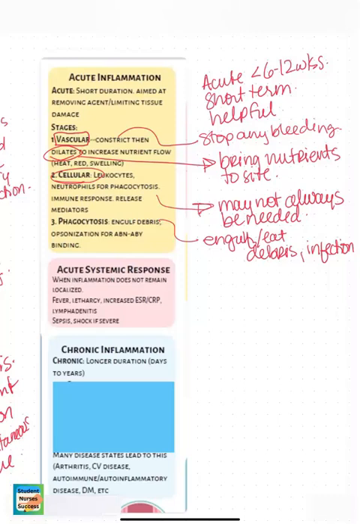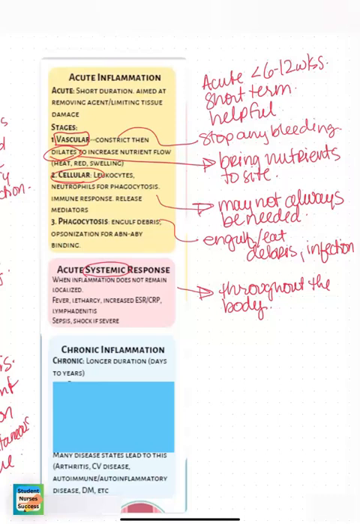Now, sometimes we have what is called an acute systemic response. When it becomes systemic, that means it is not localized. So now it's throughout the body. Our goal is really to keep infection or injury or anything that's gone wrong at the tissues at the site and keep it localized so it doesn't spread throughout the body. But sometimes it gets loose and it spreads throughout the body, and we have what's called an acute systemic response.